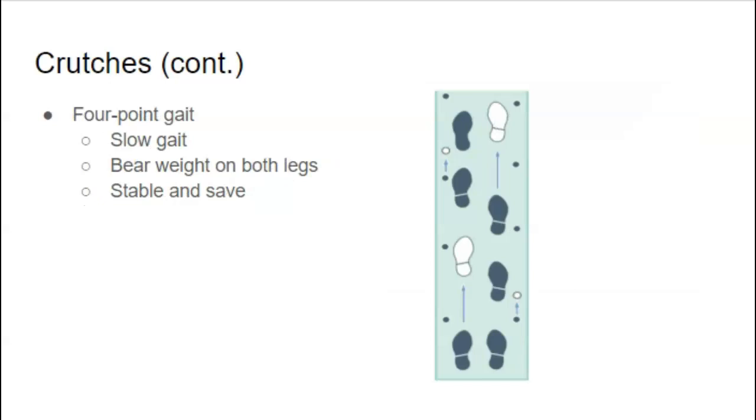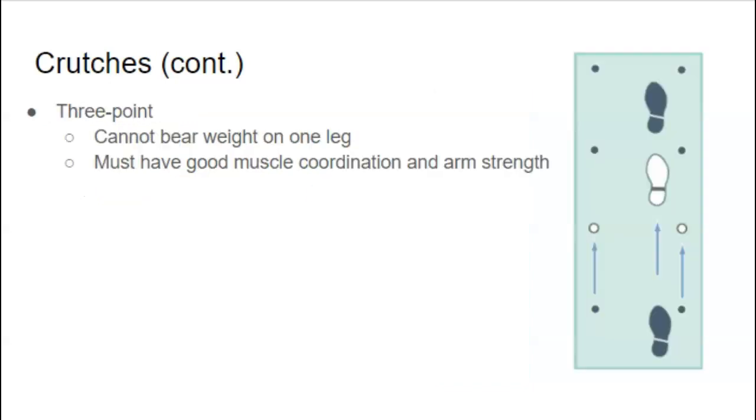So when you're looking at crutches, you could use a 4-point gait, and these are usually people that are going a little slower, but they can bear weight on both legs, okay? And so they will go through and use the crutches as sort of an extra balancing point, but this tends to be one of the slower gaits, okay?